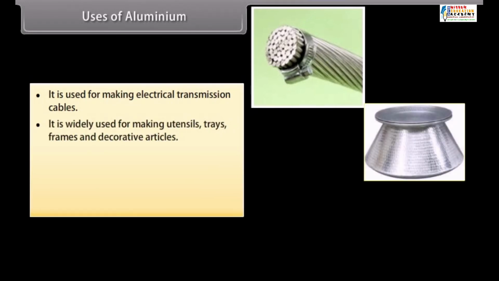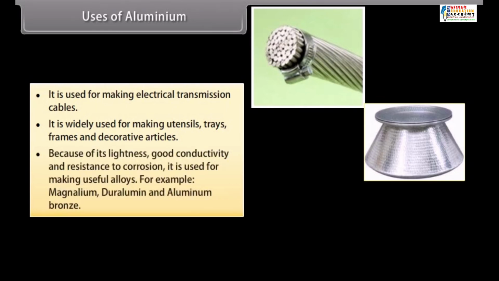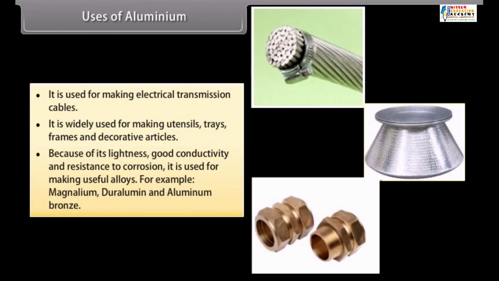It is widely used for making utensils, trays, frames and decorative articles. Because of its lightness, good conductivity and resistance to corrosion, it is used for making useful alloys. For example, magnesium, duralumin and aluminium bronze.